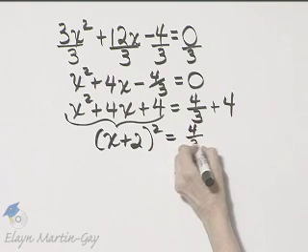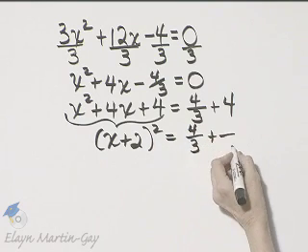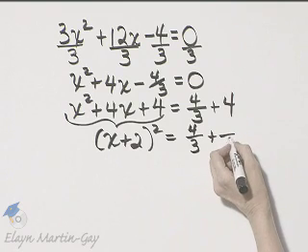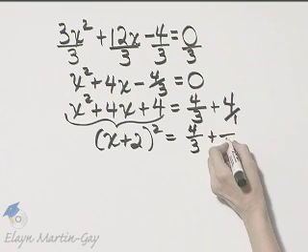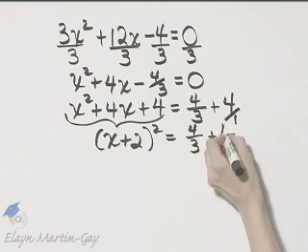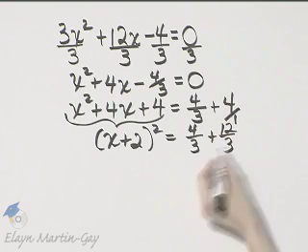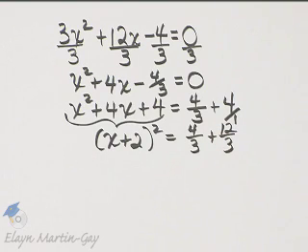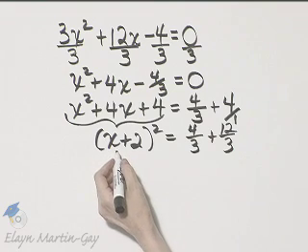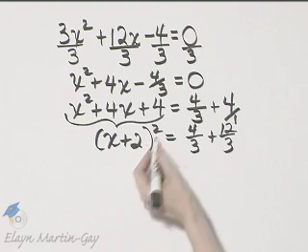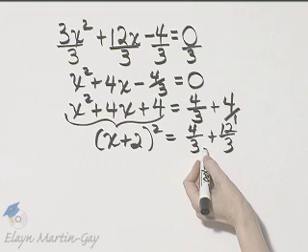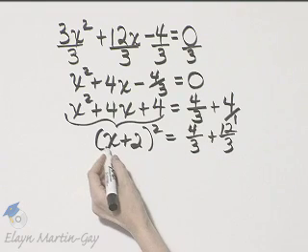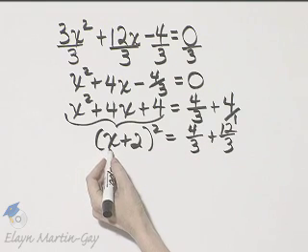It equals 4/3 plus, how many thirds is 4? 4 over 1, 1 times 3 is 3, 4 times 3 is 12. I'm just trying to get a common denominator here so that I can add those two fractions. But let's continue. Here I'll have x plus 2 quantity squared is equal to, this is 16 over 3. The point being we're ready to use the square root property.